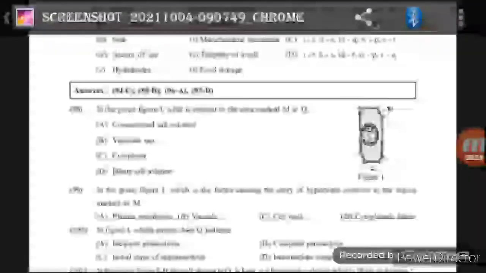So the first question on this diagram is, in the given figure, in this diagram, what is present in the area marked M and Q.